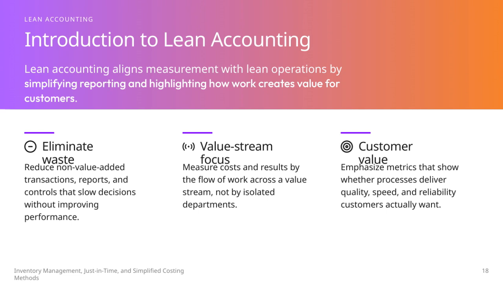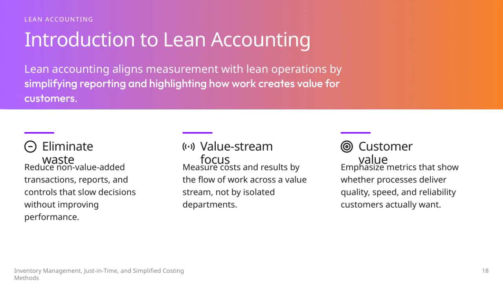Another important point is the value stream focus. Rather than looking at costs and results in isolated departments, lean accounting measures everything based on the flow of work across the entire value stream. This holistic view helps us understand the true impact of our processes. Finally, customer value is at the core. We emphasize metrics that reveal whether our processes deliver the quality, speed, and reliability that customers truly want. This often involves practices like inventory management, just-in-time production, and simplified costing methods, which all work together to support lean principles effectively.